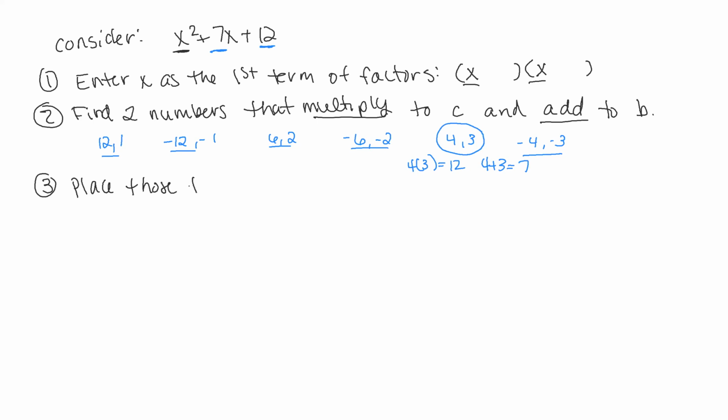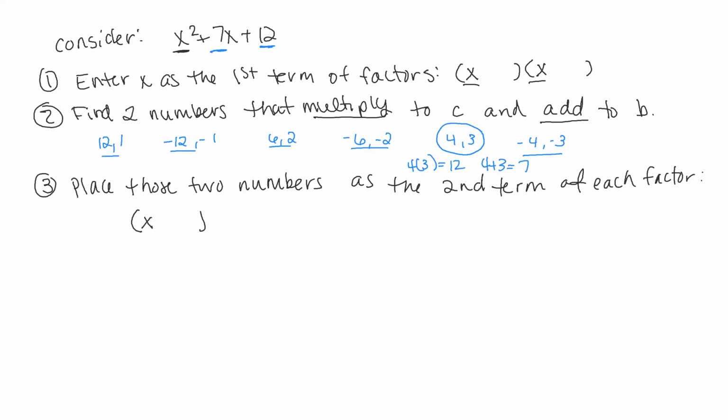So place those two numbers as the second term of each factor. So again, we have the factors as x plus or minus something times x plus or minus something else. But this time we're going to add 4 and we're going to add 3. Okay, so now we have two binomials. We hope that when we multiply this out, we get x squared plus 7x plus 12. And that is the fourth step.